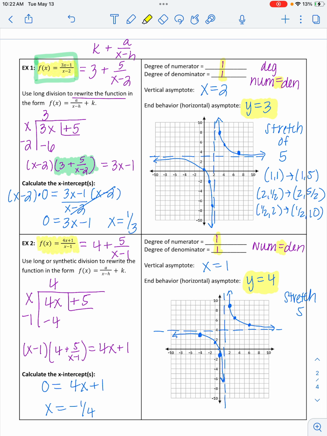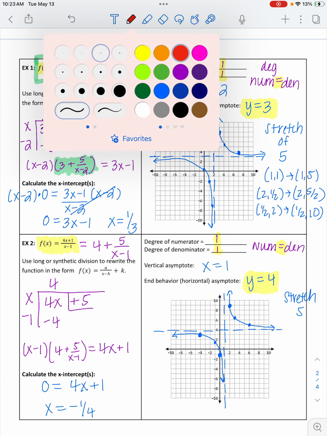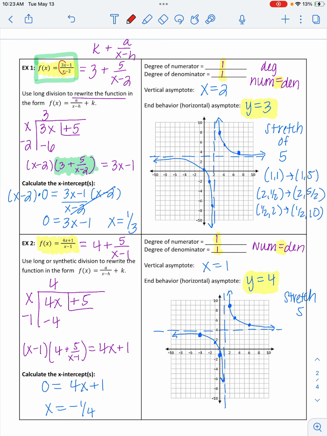So if we look here, when the degrees are the same, where do you see the 3 show up in question number 1? Or where do you see the 4 from the end behavior asymptote in number 2 show up? It shows up when you divide those coefficients, even though it is just 3 divided by 1 or 4 divided by 1, it is the division of those. So when our degrees are the same in the numerator and denominator, our end behavior asymptote is always going to be the coefficients of those degrees, those leading coefficients, divided by each other.